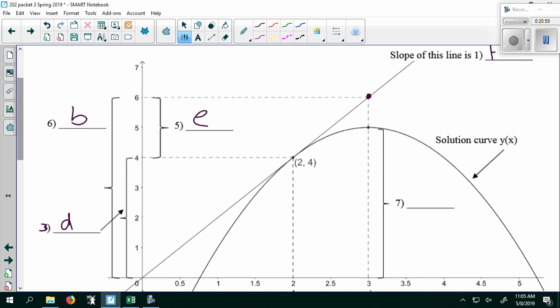All right, and then 7, this is the actual y value, y of 3. And the actual y value, y of 3, that's A. So we have an estimated y of 3 and an actual y of 3, and there's some error, right? We're using the y value on the tangent line to estimate the y value on the curve that we don't know.